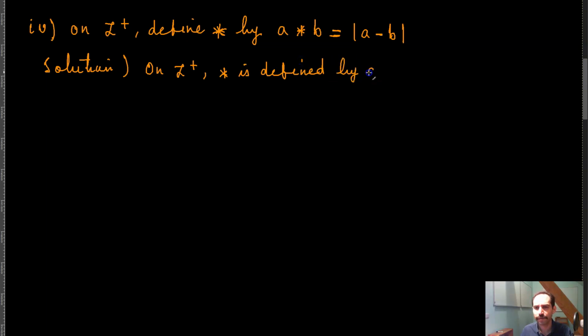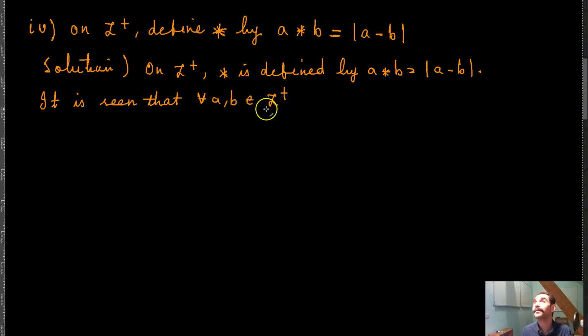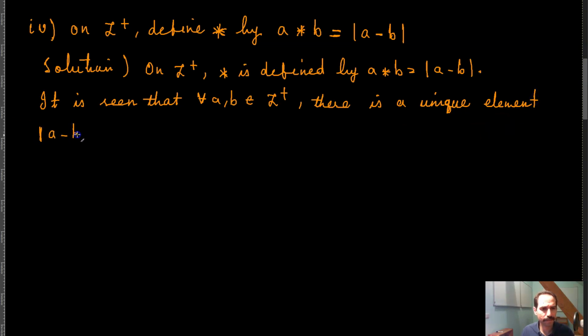by A star B is equal to the absolute value of A minus B. It is seen that for each A and B belonging to Z plus, there is a unique element, the absolute value of A minus B, which belongs to Z plus.